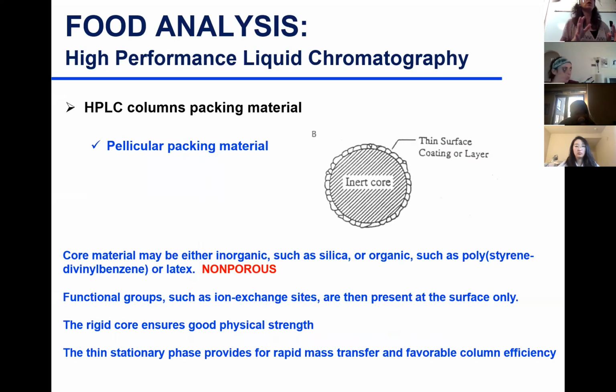Sometimes you have an inert core that is non-porous, so your sample components don't go through it and aren't interacting with it, and you have a thin surface coating or layer. This kind of setup is similar to the capillary tube setup, where you have a very thin stationary phase, so you have less chance for diffusion and for being detained, and you have better resolution and sharper peaks. And the functional groups can be any functional group, whether ion exchange, nonpolar, or polar.